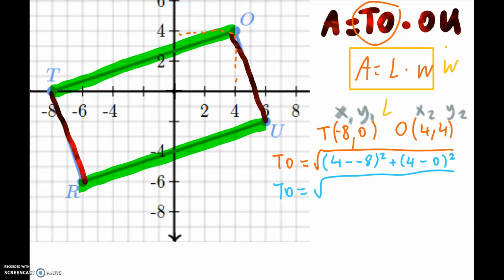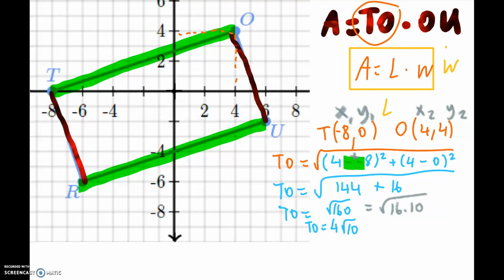And observe right here, when you see a negative, what do we do? We just make it positive, right? We just add them. 4 plus 8 is 12. 12 squared is 144. 4 minus 0 is 4. 4 squared is 16. Therefore, TO is radical 160. 16 is actually a perfect square, 16 times 10, so you can simplify this radical as 4 radical 10. So this is more handsome. TO is 4 radical 10. This is important data that we are going to use to find the area.